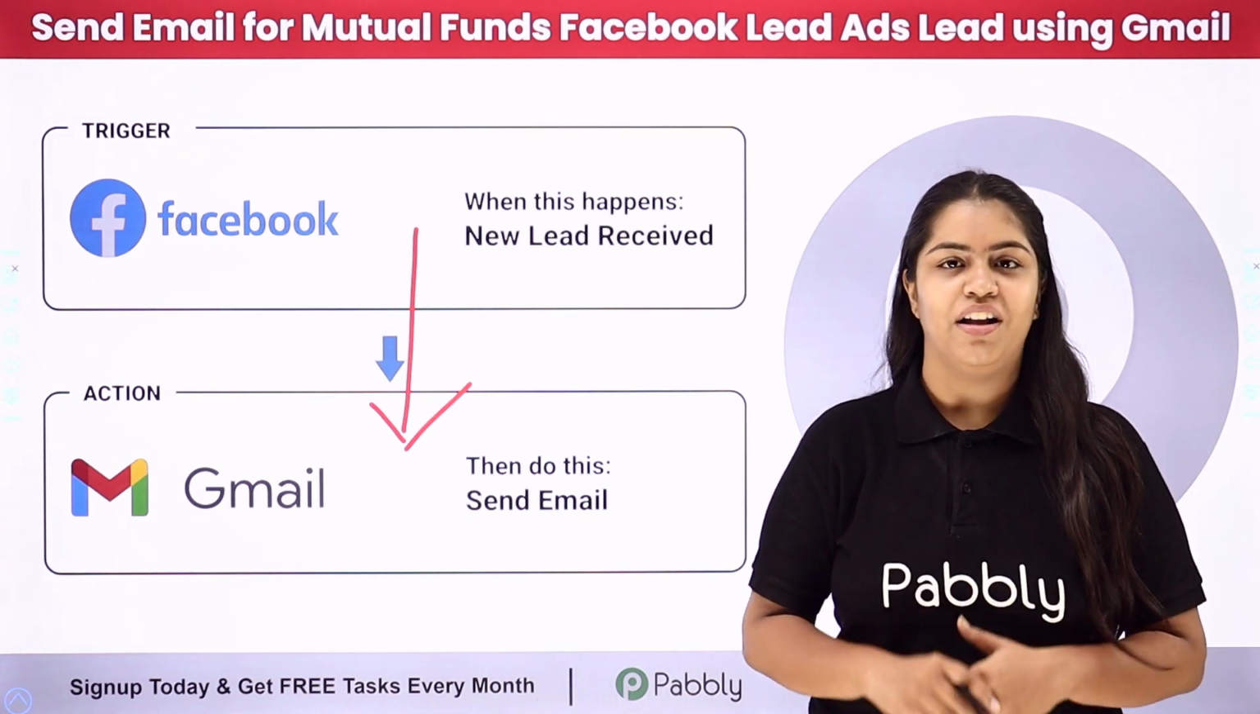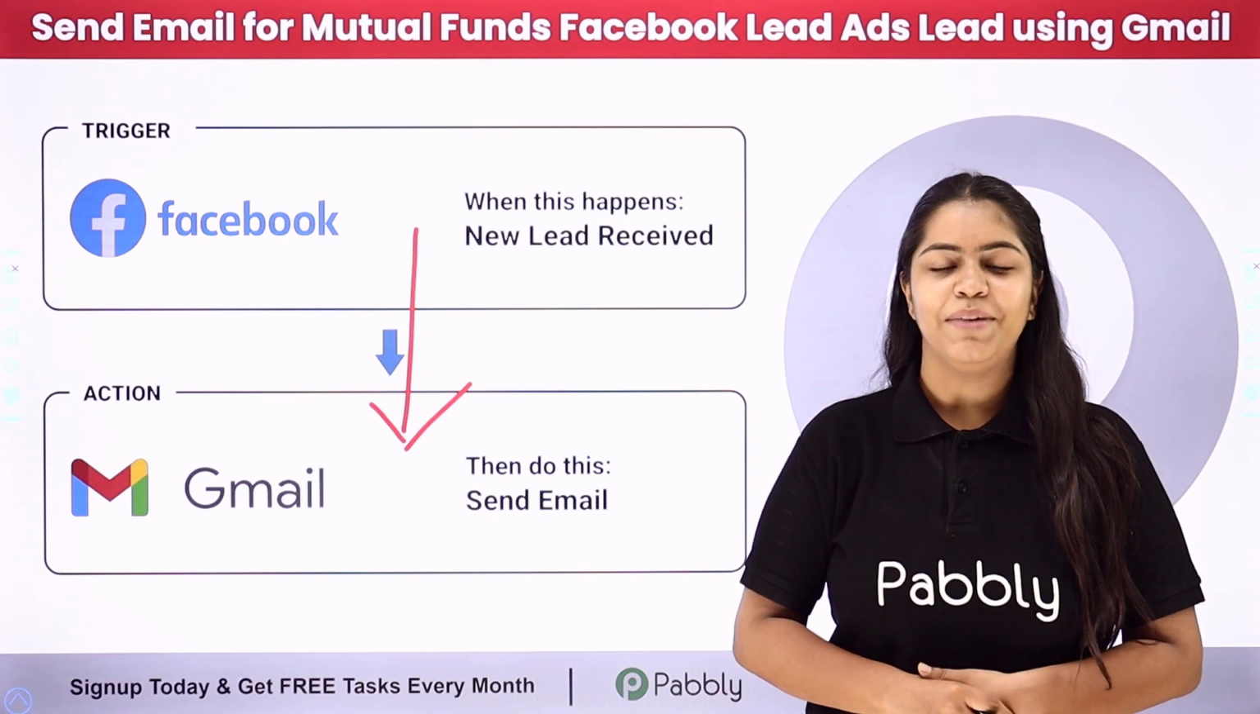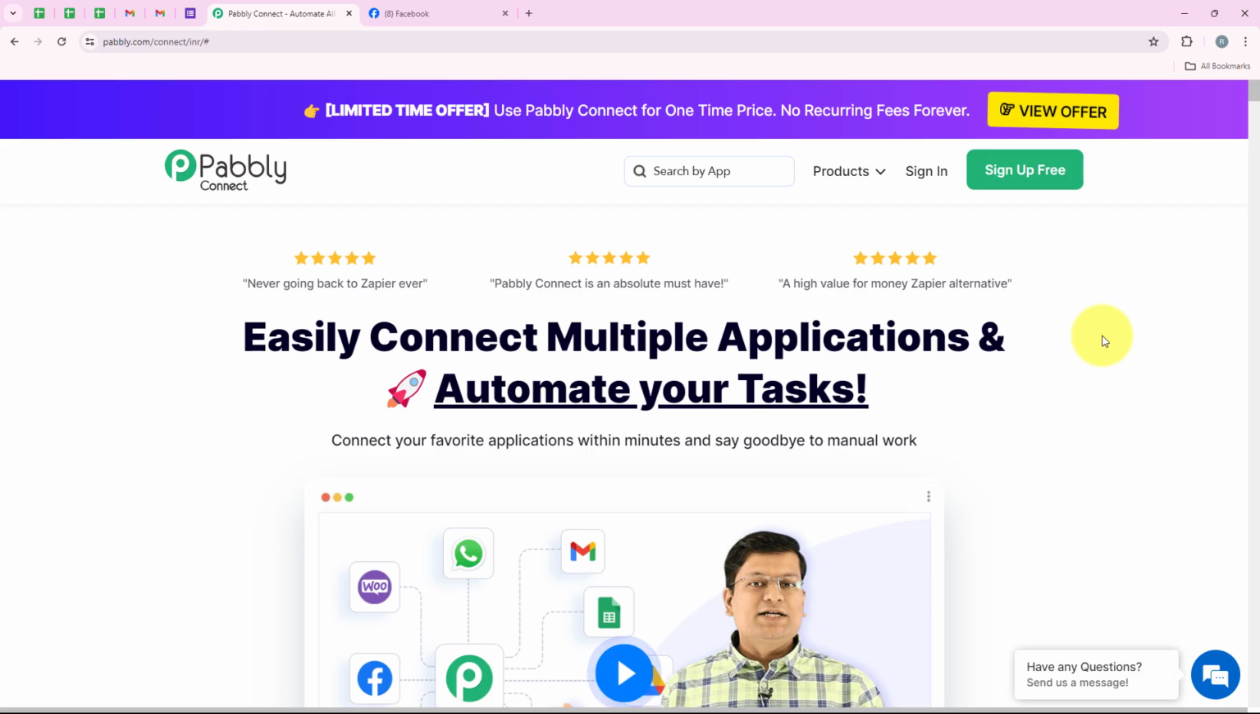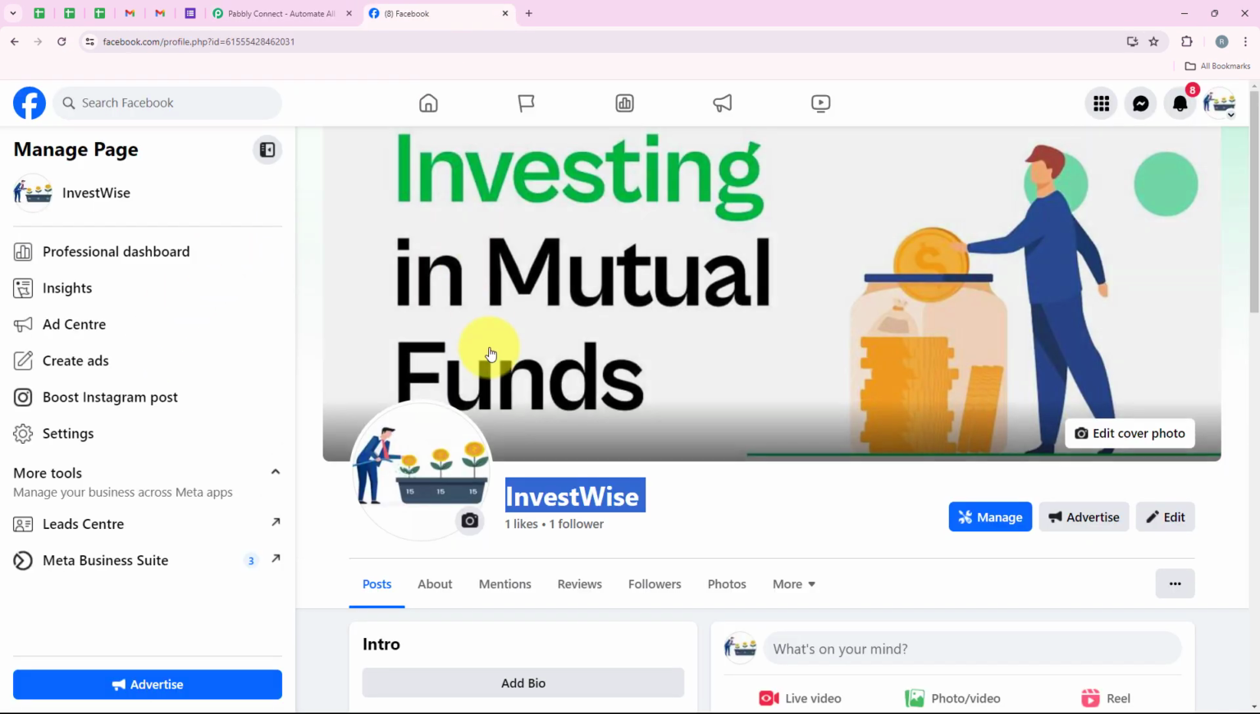So if you also wish to learn this process step by step, then let me take you to my computer screen. Welcome to my screen. So as you know, in this video we are going to learn how to send email for mutual funds Facebook lead ads using Gmail. So I'm running a mutual funds company named InvestWise, and to promote my company I'm using Facebook lead ads, and I'm going to create the automation for this company only.